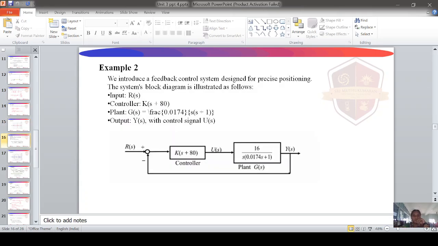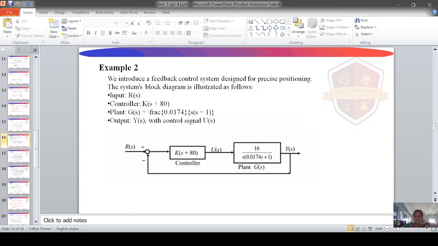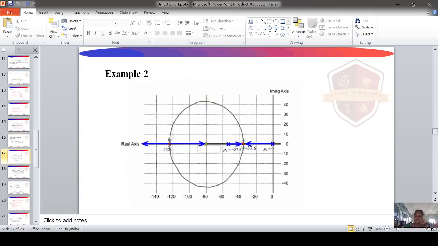Example 2. Consider a feedback control system designed for precision positioning. The input is R of S, the controller is K into (S plus 80), and the plant G of S is equal to 16 divided by S into (0.0174 S plus 1). The output is Y of S with control signal U of S. This is the root locus diagram for this transfer function.